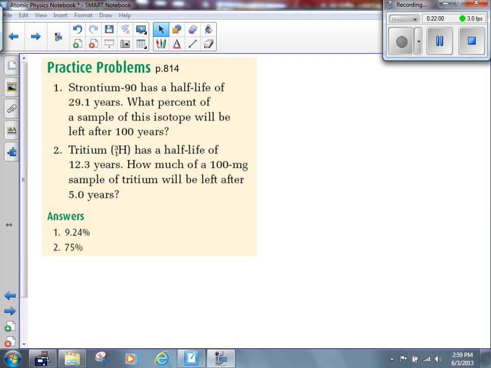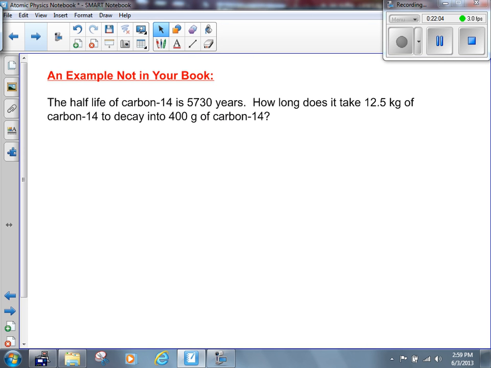All right, everyone, if we're not having any questions with these problems here, let's take a look at the next example, which isn't in your textbook. Rather, you're going to have to write it down. It says, the half-life of carbon-14 is 5,730 years. Remember that number, or at least remember where to find that number, because there are a couple of questions later on that require you to know the half-life of carbon-14. 5,730 years.